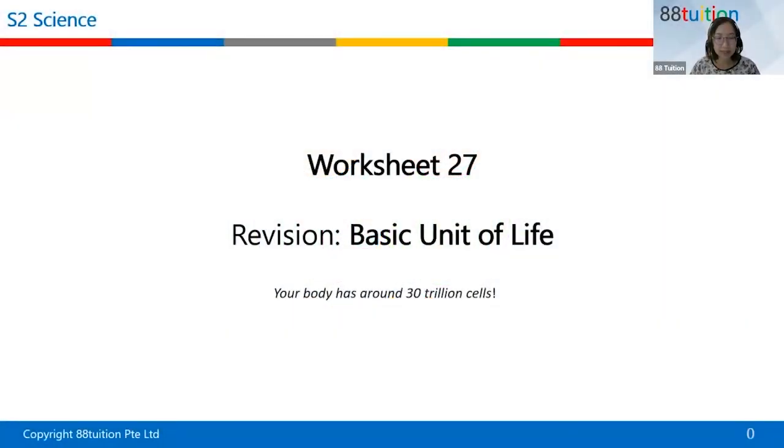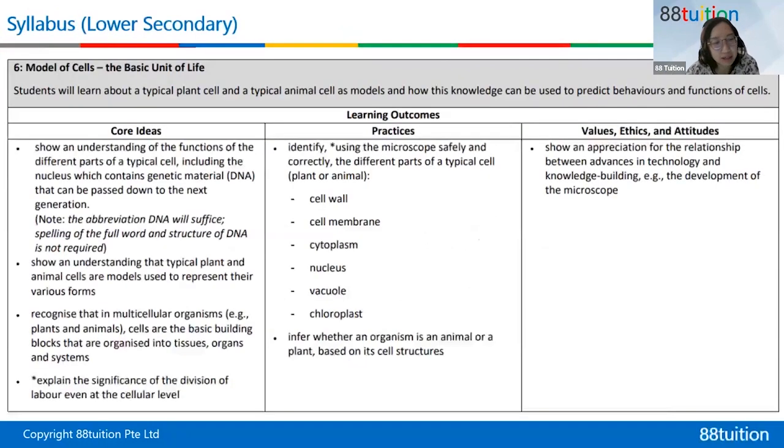Okay, so basically, isn't it very interesting that our body has around 30 trillion cells, not million, not billion, trillion. So really we have many cells in our body. All right. Now, for lower secondary, your syllabus is this. Now, let me highlight the cell parts that you need to know.